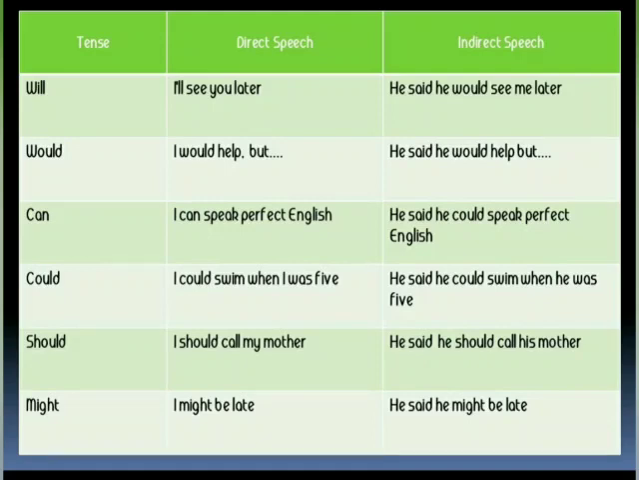Could. I could swim when I was 5. He said he could swim when he was 5. Should. I should call my mother. He said he should call his mother. Might. I might be late. He said he might be late.